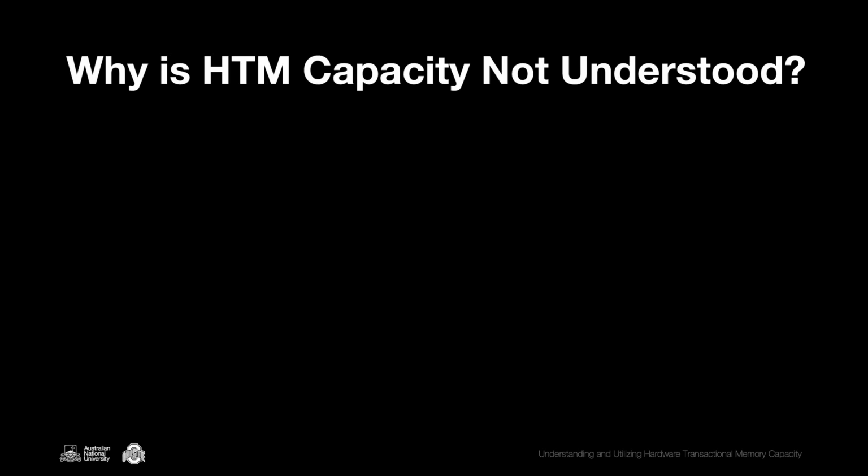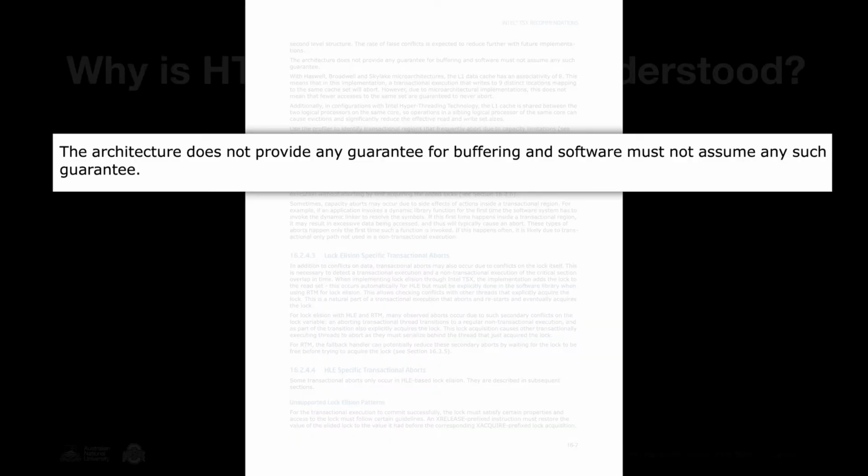Given the importance of HTM capacity, why isn't there a definitive number for HTM capacity and the condition under which a capacity abort will be triggered? The main reason is that hardware vendors do not publish this information. This is because the implementation is a trade secret, so that they have the flexibility to change the implementation details when needed.